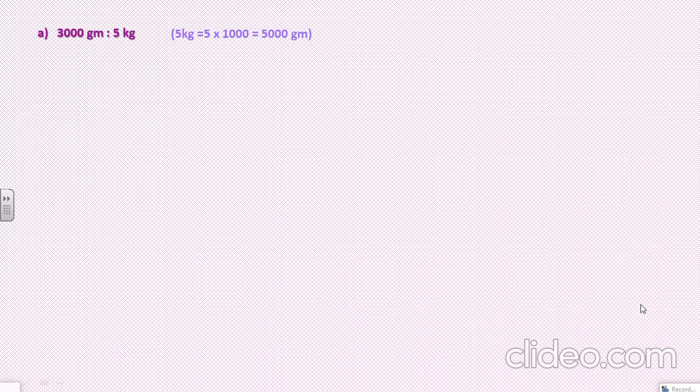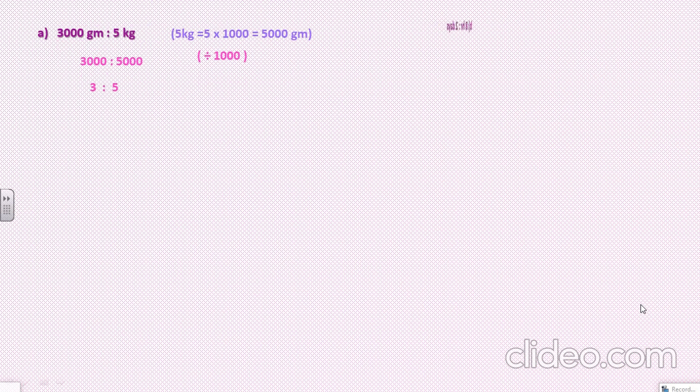So 5 times 1000 equals 5000 grams. So now both of them are grams, so the ratio now is stable, so we can simplify 3000 and 5000. Simplify by dividing by 1000, the answer will be 3 to 5, and this is the simplest form.